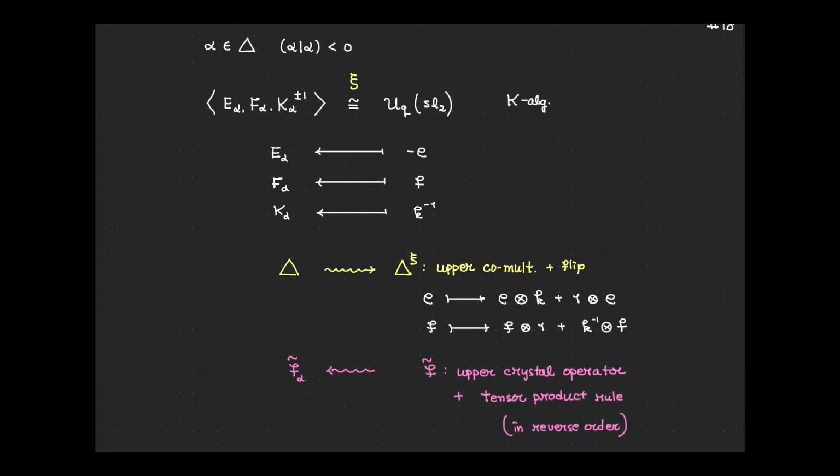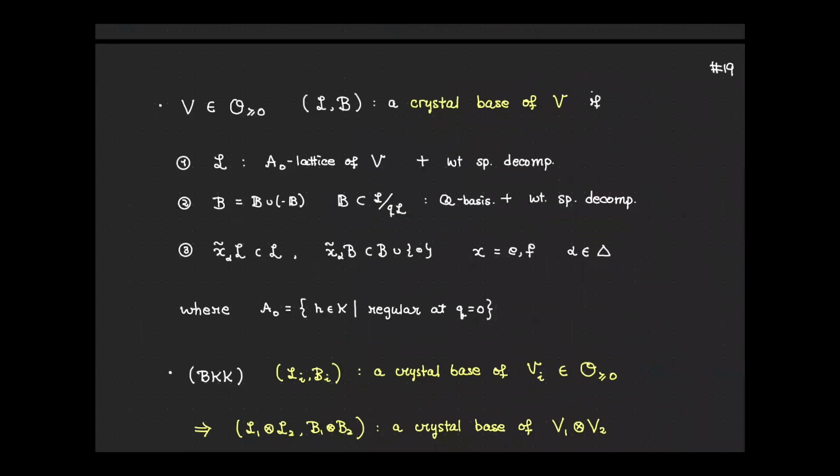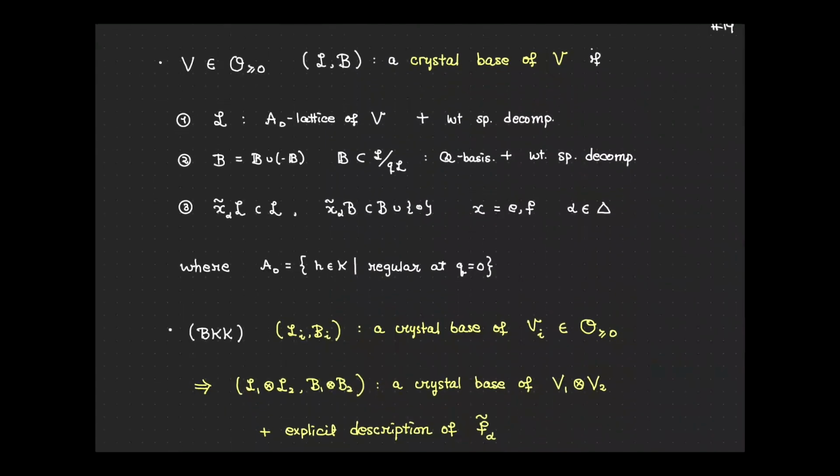There's another equivalent explanation. If we take this kind of isomorphism with U_q(sl_2), then E goes to minus E, F to F, K to K inverse. So there's a change of co-multiplication: lower becomes upper, and the order becomes reversed. That's why we have to consider the upper crystal operator. I think that's enough to give a conceptual understanding when you first study the crystal base theory for the super case.